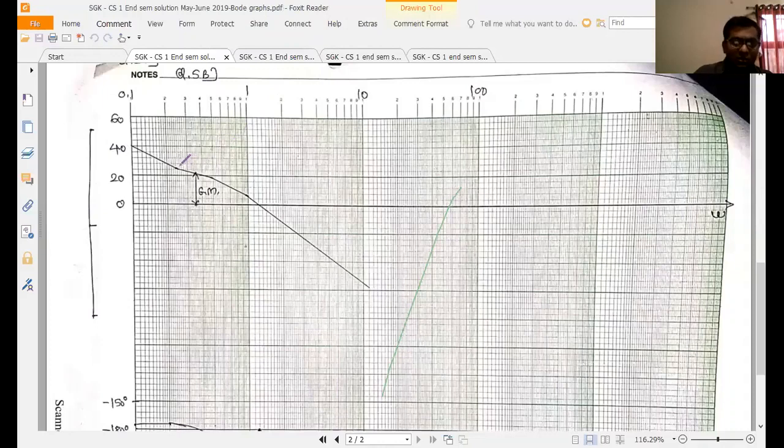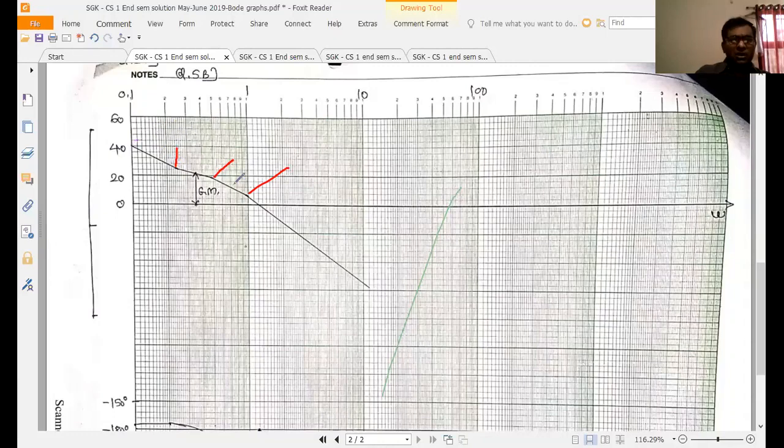See, this is one frequency, this is the second frequency, this is the third cutoff frequency, right? So what we are doing, the problem is about the starting point, how to find out the starting point. There are multiple ways actually how you can find out the starting point.